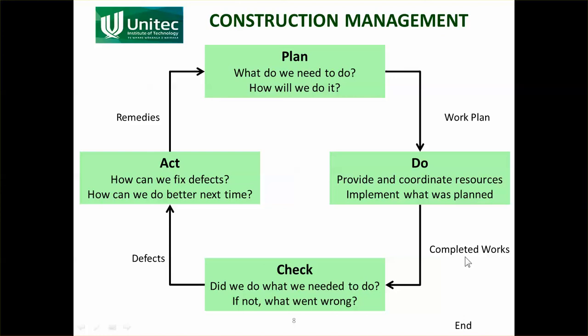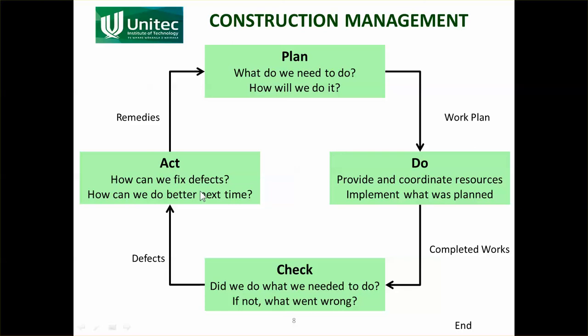And then when you have completed part of the work, so you might have completed a floor slab or something like that, you check: did we do what we needed to do? So you're looking at the contract document, you're looking at the specifications and drawings. Have we built what we're supposed to build? If not, what went wrong? And that's an ongoing process. So it's not like you check the slab right at the end. You'll check the steel when it arrives. You'll check the steel when it's been put in place. You'll check the steel before the pour happens. So you'll be doing all of that to make sure that you're achieving the quality.